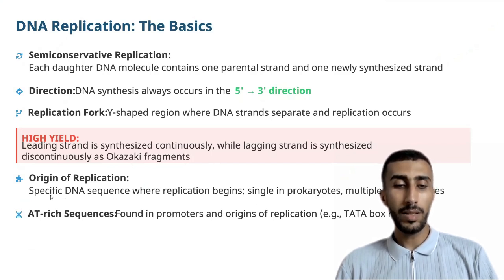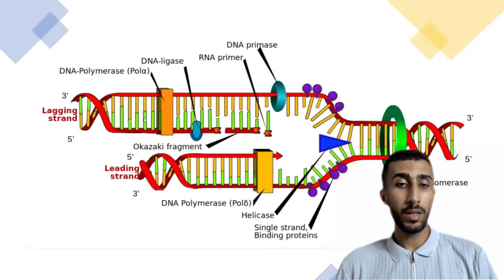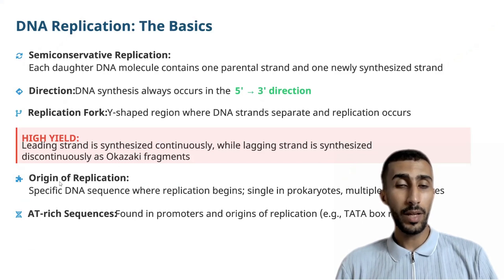The origin of replication is a specific DNA sequence where replication begins, which is single in prokaryotes and multiple in eukaryotes. So we have multiple origins of replication, and the DNA replication occurs at multiple areas simultaneously, so we have a very fast replication. This is true for eukaryotes, which are more complex, and the origin of replication is single for prokaryotes.